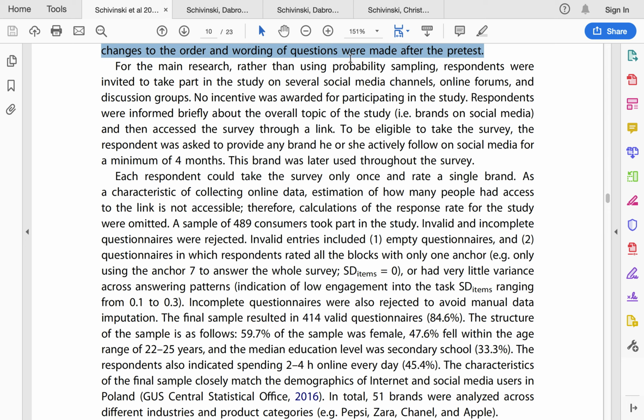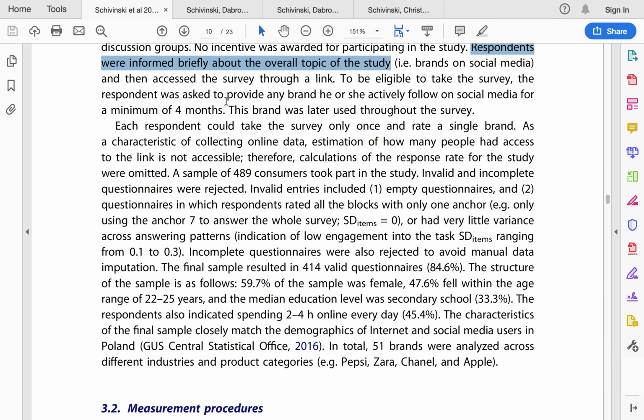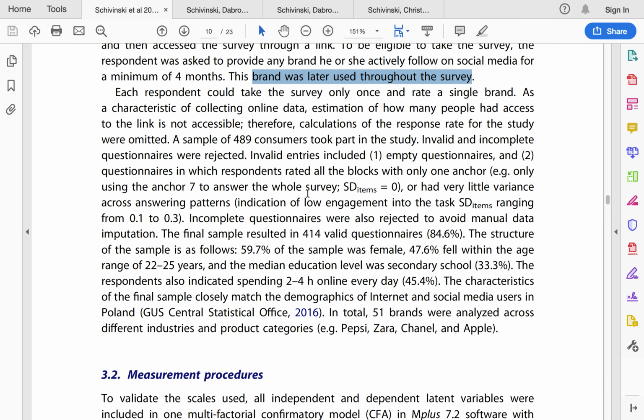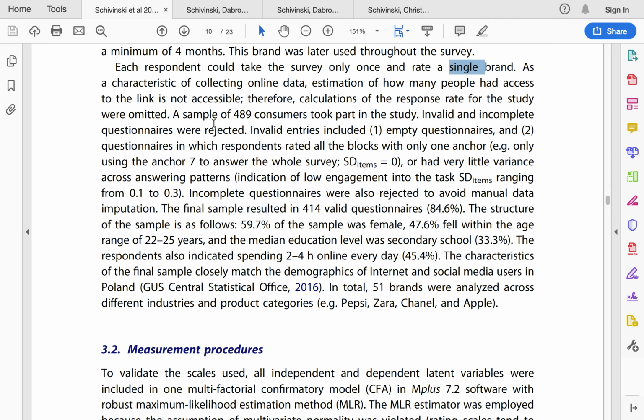Here the problem was not using probability sampling. I needed to discuss that. The respondents were informed about the study, and asked to join the study. They were picking a brand. The brand was used throughout the survey. They could only take the survey once and rate just one brand. How many people took part in the survey.